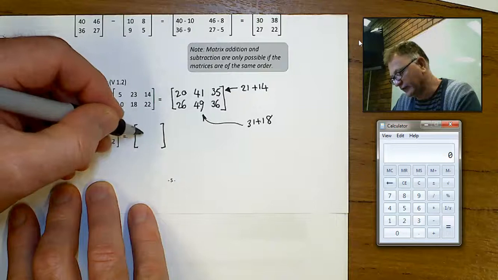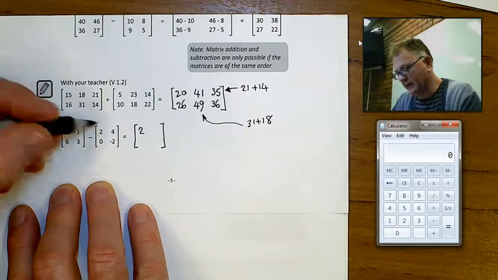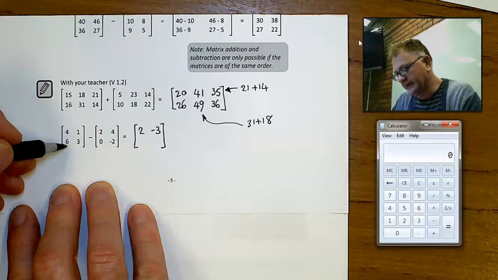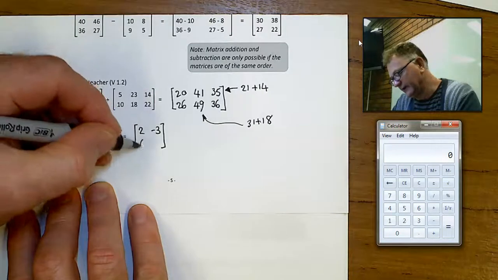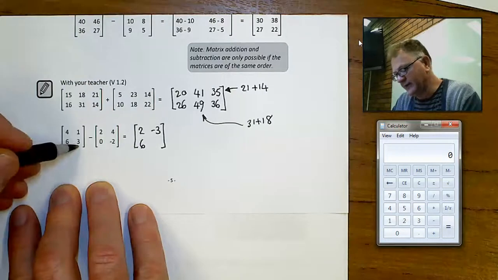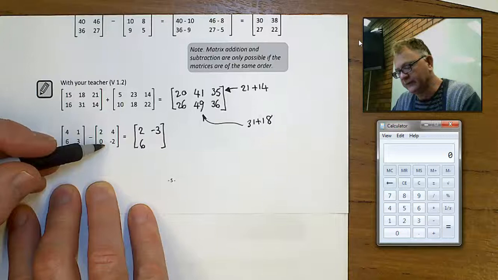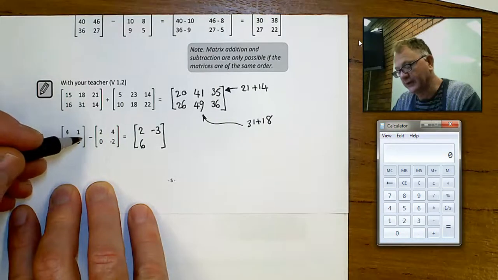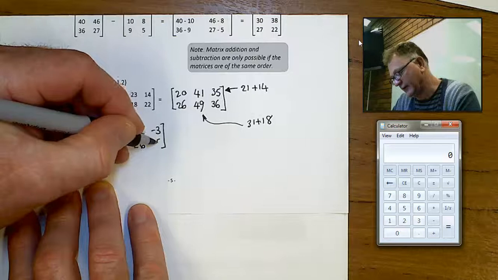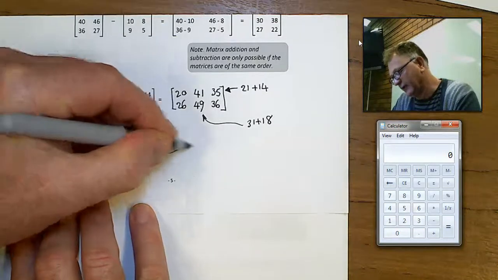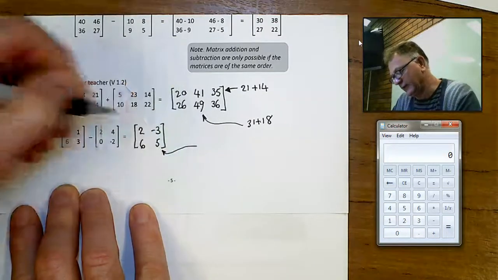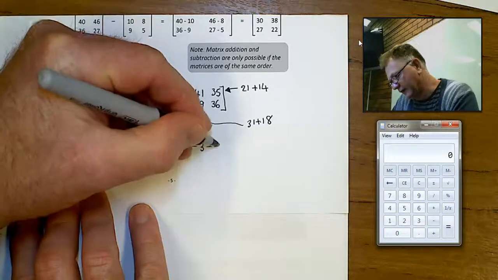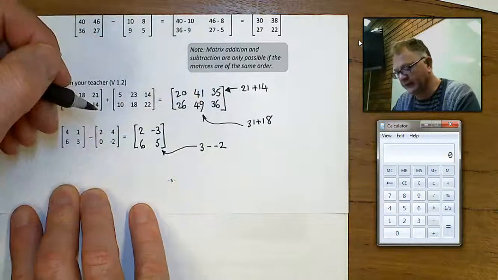4 minus 2 is 2. 1 minus 4 is negative 3. 6 minus 0 is 6, and 3 take away negative 2. Now 3 take away negative 2 of course is the same thing as 3 plus 2, so our answer is 5. Just for the sake of our notes only, let's just detail this one in, that is 3 take away negative 2, which of course means 3 plus 2.